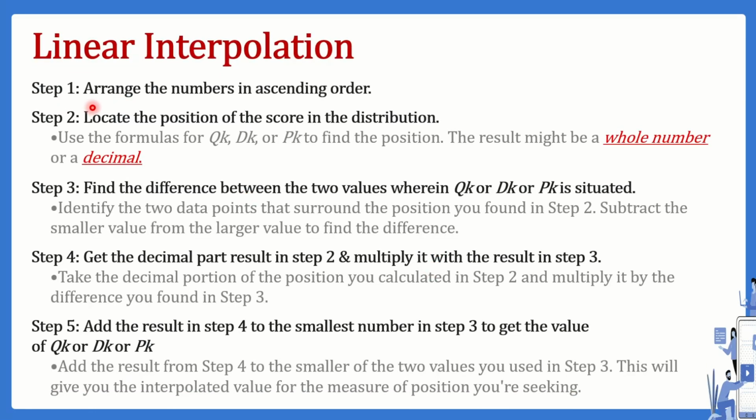So in linear interpolation, we already did steps 1 and 2. Let's proceed to step 3. Find the difference between the two values wherein quartile k, decile k, or percentile k is situated. And then let's proceed to step 4. Get the decimal part of the result in step 2 and multiply it with the result in step 3. Lastly, add the result in step 4 to the smallest number in step 3 to get the value of quartile k, decile k, or percentile k.